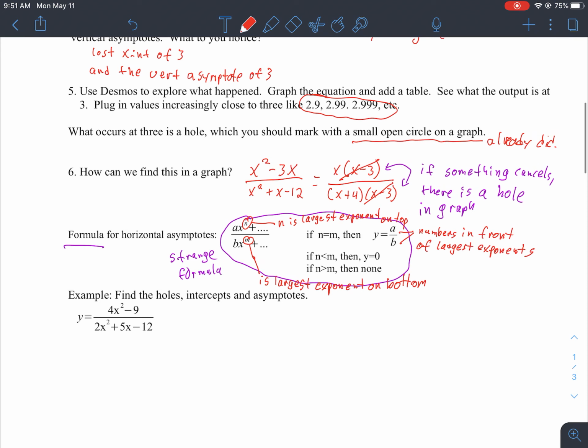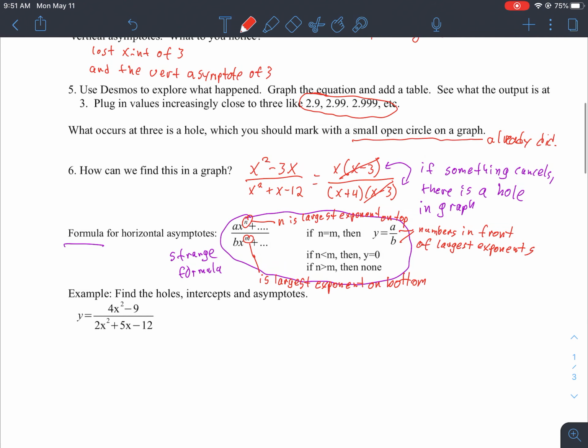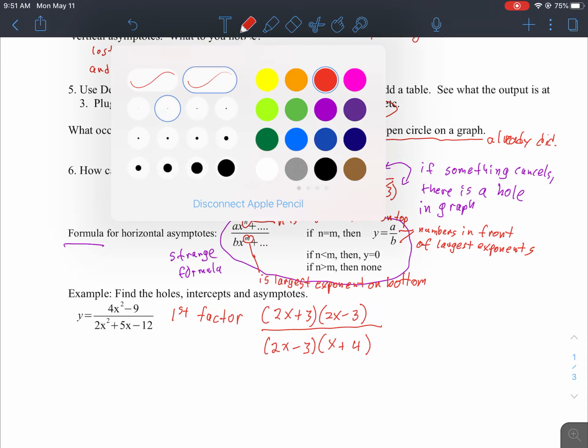Find the holes, x-intercepts, and asymptotes. You factor first in case there's a hole. The first thing you do is factor. So we can factor the top into 2x plus 3 and 2x minus 3. The bottom, that looks hard to factor. We can factor into 2x times x is 2x squared, and 4 times 3 is 12, and we want a plus 4 and a minus 3. Okay, now it's correctly factored.